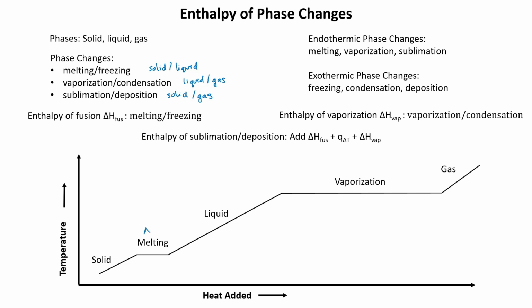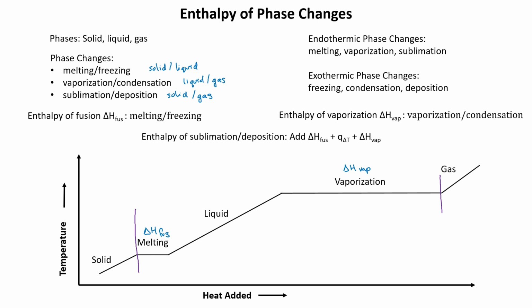So my enthalpy of fusion would be used down here when I'm melting. My enthalpy of vaporization would be used when I'm going from liquid to gas. And if I wanted to know my enthalpy of sublimation, I would want to know the total heat added from when I start to melt my solid to when I'm finished vaporizing my gas.